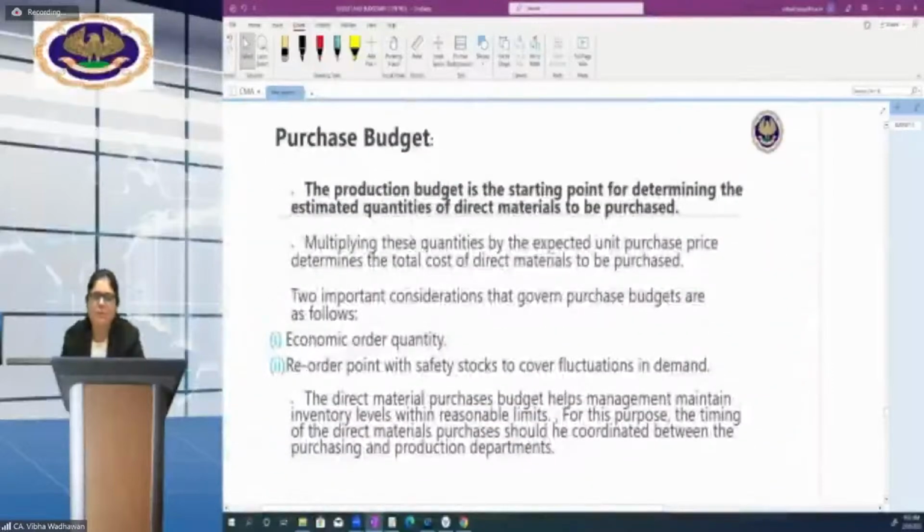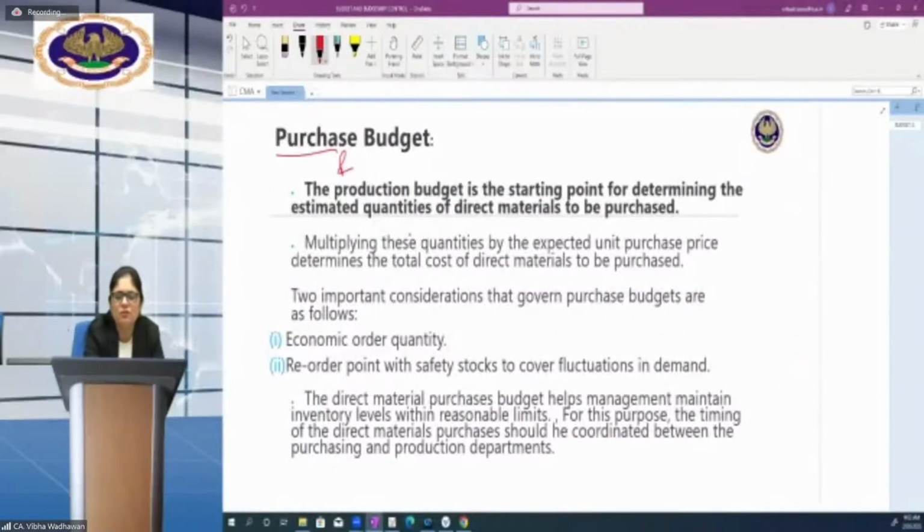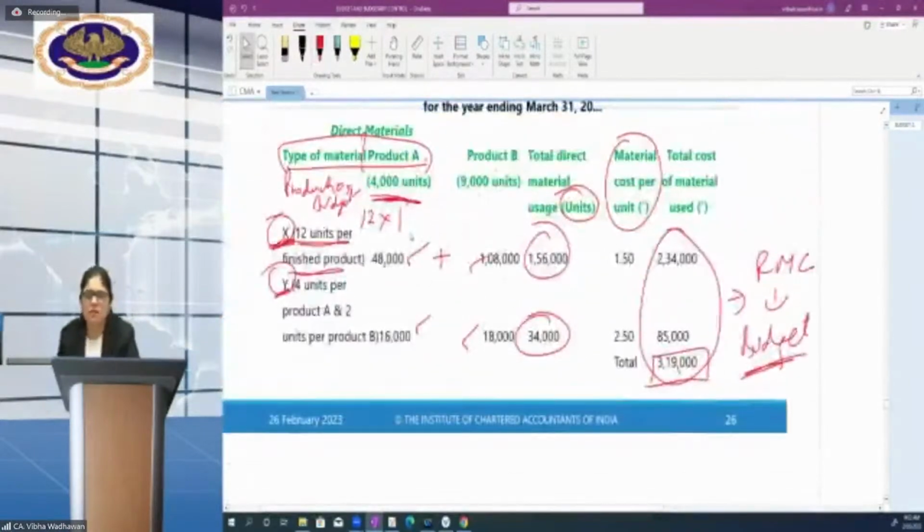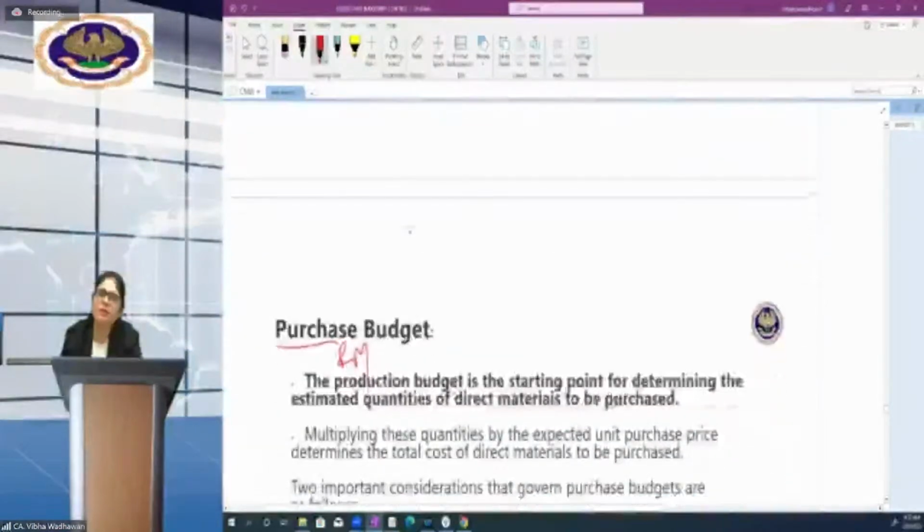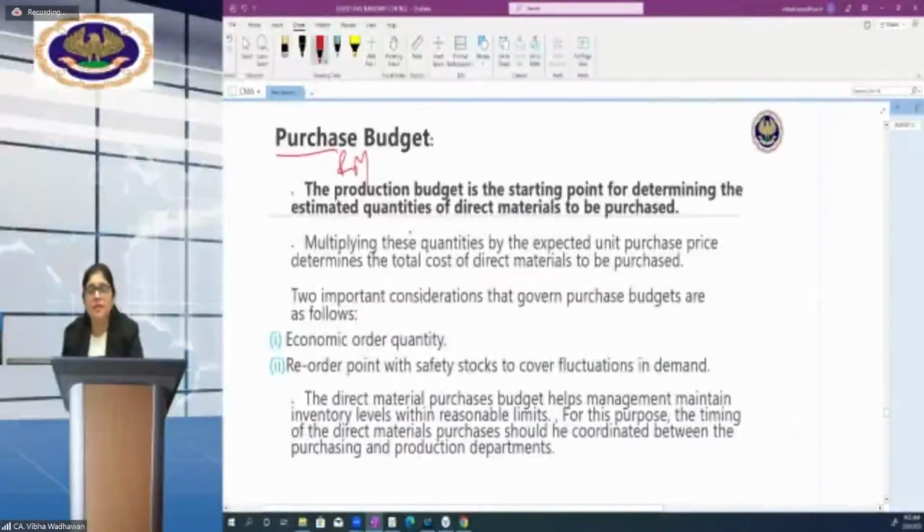After this, the purchase budget. What purchase? The raw material purchase budget. I am connecting from this only. If we require 156,000 of X and 34,000 units of Y, then we go to the purchase budget. This much raw material has to be consumed, so now we have to plan how to purchase it. Minimum this much raw material should be there in the stock, in the inventory. Clear? So the economic order quantity, how we are planning to purchase.